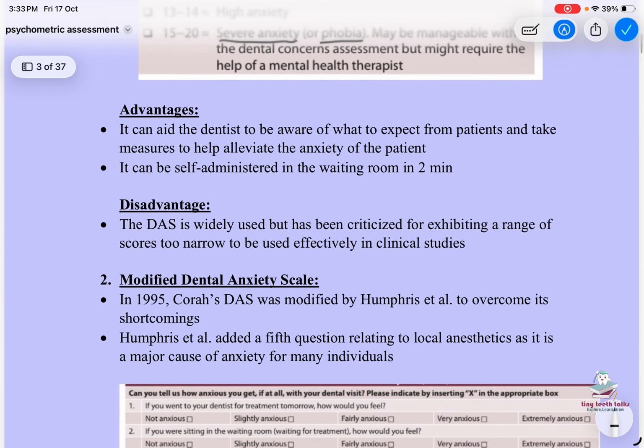The advantage of this scale is it can aid the dentist to be aware of what to expect from patients and take measures to help alleviate the anxiety of the patient. It can be self-administered in the waiting room in 2 minutes. The disadvantage is that the Dental Anxiety Scale is widely used but has been criticized for exhibiting a range of scores too narrow to be used effectively in clinical studies.